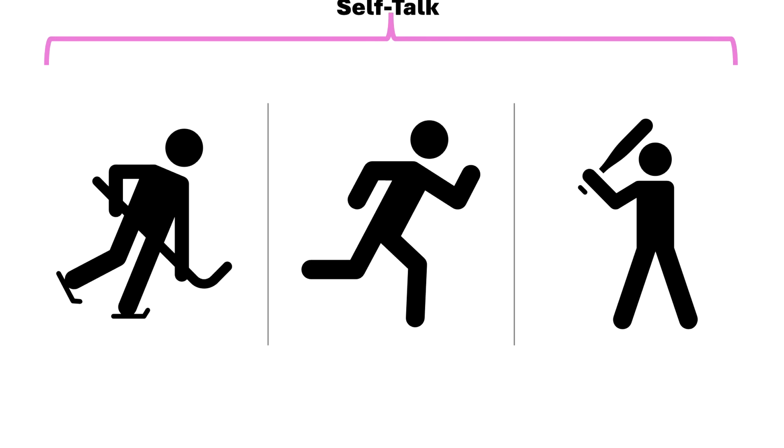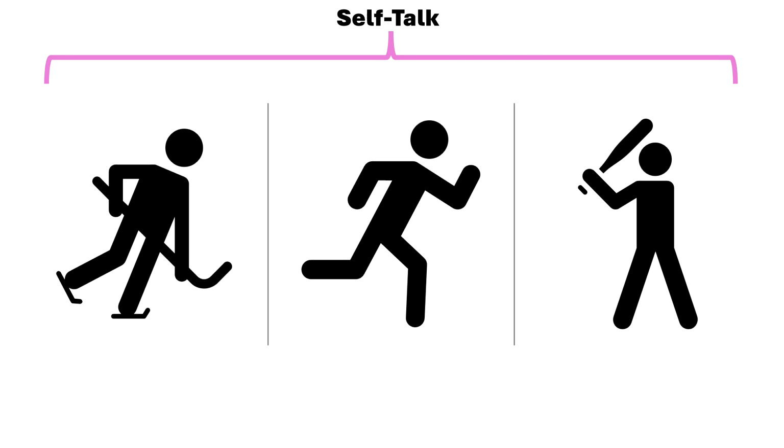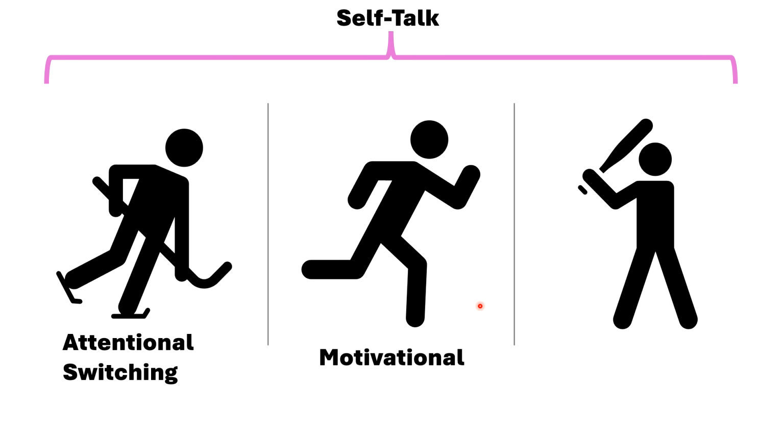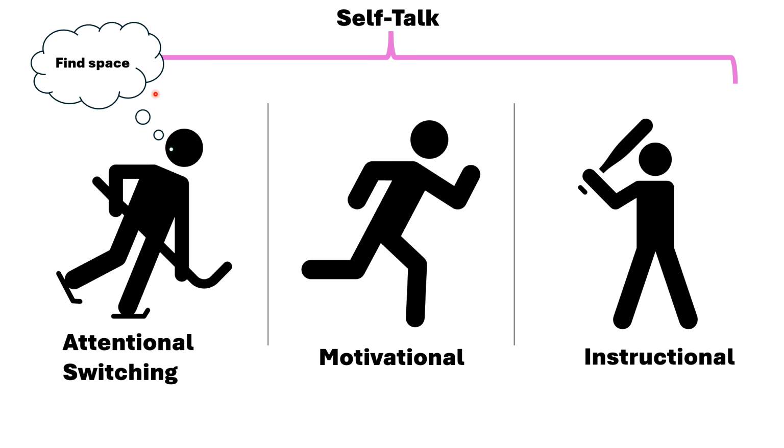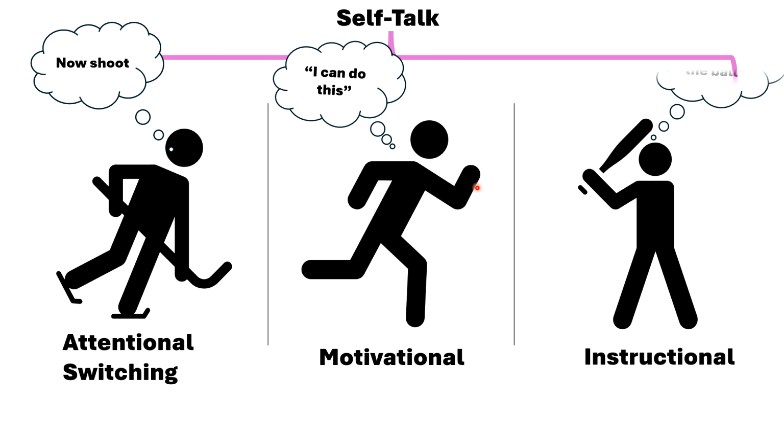Moving on to self-talk, okay? There's three types. We're going to see the attentional switching type, the motivational self-talk, and the instructional self-talk. Attentional switching involves switching from one task to another by instructing yourself. So first, this hockey player is going to be like, oh, I need to find space immediately to now shoot. Motivational, it is what it sounds like. I can do this. I can score, stuff like that. Motivational. And instructional, watch the ball.